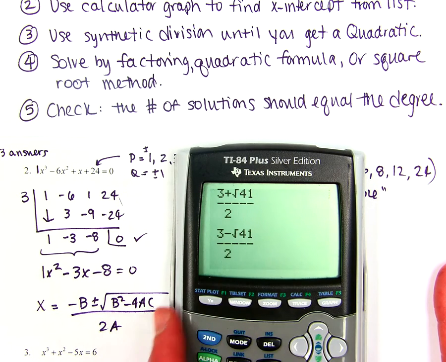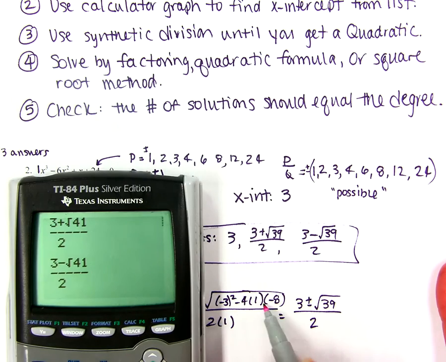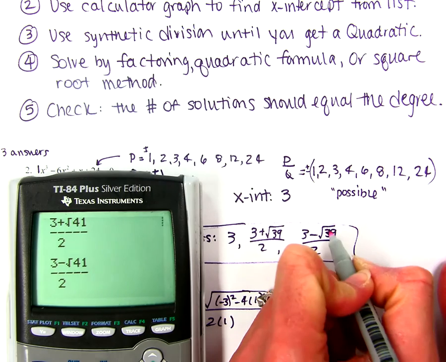So, I can't add, sorry. So 9 plus 32 is 41. Good thing I used my calculator to check.